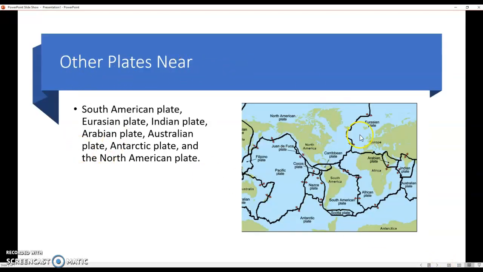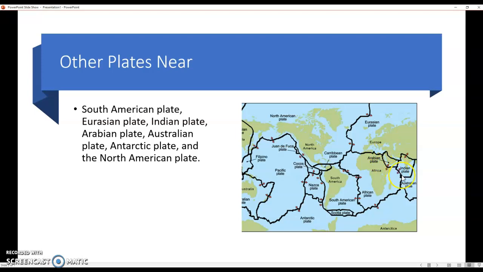Other plates near the African plate. So the African plate is right here. This is the border of it. It looks like a big Africa, pretty much. So bordering the African plate, we have the Eurasian plate, which is the borders right here. This is where they connect. We have the Arabian plate. This is where they border up right here.